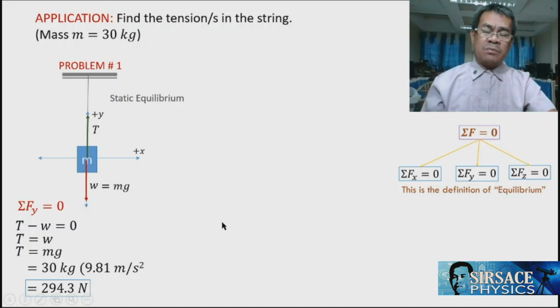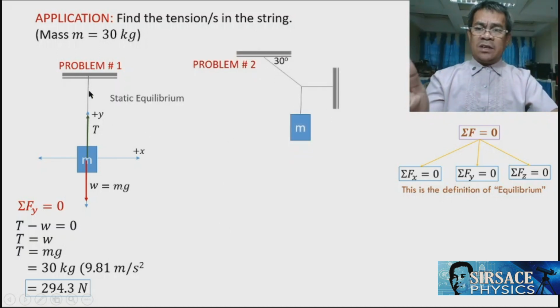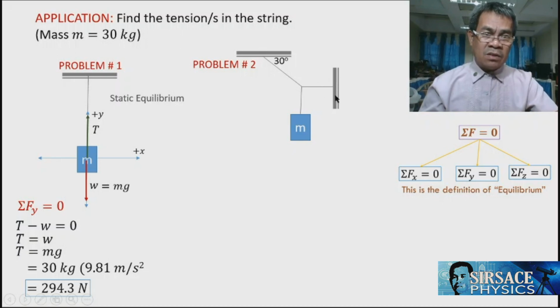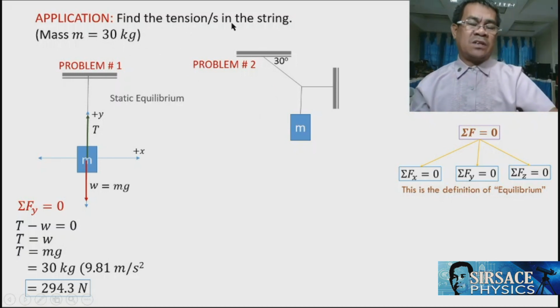Now let's elevate this problem. Let us say in problem 2, what will happen if not only the string holds the mass. Suppose I have another string attached in between. What will happen if I attach another string and stretch it horizontally, then fix it on the wall? Assuming this is horizontal, this string now has an angle from the horizontal axis equal to 30 degrees. This is still 30 kilograms. So the question is, what are the tensions in the strings?